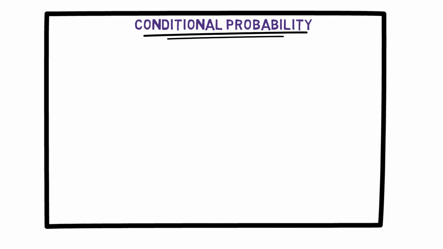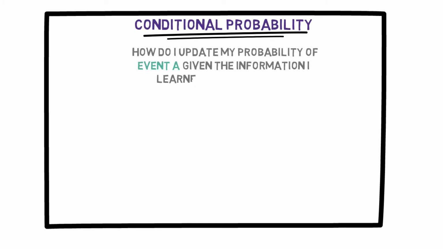Okay, now let's talk about the concept of conditional probability. So suppose that I have some event A and I have some idea of the probability of event A. Then I obtain some new information about the event, right? In particular, I know that some event B has occurred and this event is somehow related to event A. So how can I update my probability of A given that I have this new information? In other words, what is the new probability of A given that event B has occurred?